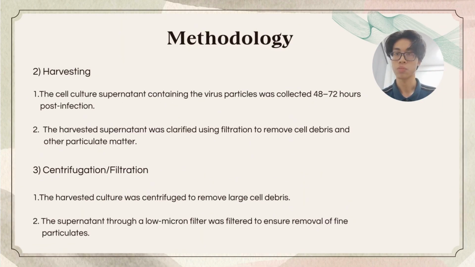The cell culture supernatant, which contains virus particles, was collected 48 to 72 hours post-infection. To remove cell debris and other particulate matter, the harvested supernatant underwent clarification using filtration. For the step of centrifugation and filtration, first, the harvested culture was centrifuged to eliminate large cell debris. Then, the supernatant was passed through a low micron filter to ensure the removal of fine particulates.